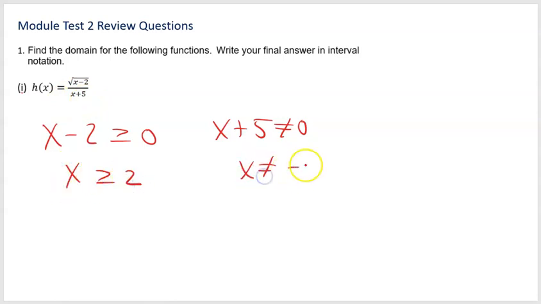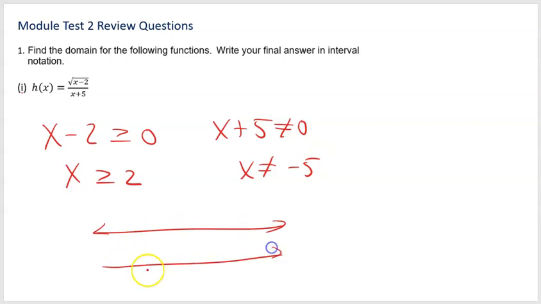So I keep these ideas separate until the very end. So x cannot be negative 5. X has got to be greater than or equal to 2. Let's consider that on a number line. And you can think about it as two separate number lines if you like. So the numbers I'm dealing with are negative 5 and 2. Might as well put that on both of my number lines.